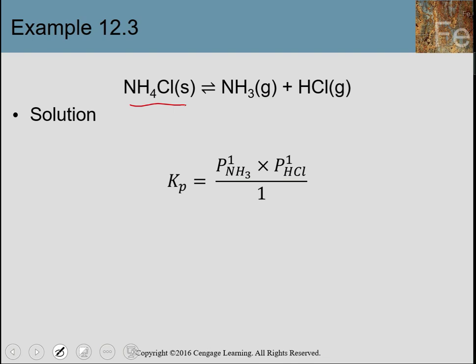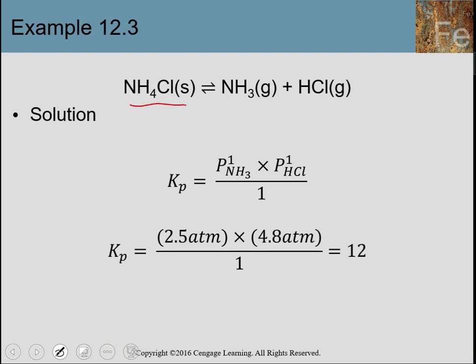Then all you have to do, honestly, is just plug in the numbers you were given. 2.5 atmospheres times 4.8 atmospheres, multiply them together and get 12. That's it. If you have the numbers given to you at equilibrium, there's nothing more than plugging the numbers into the expression that you would have to write. Take the values you were given, especially if they say, like this slide did, that the numbers are at equilibrium. Just take those at equilibrium values and put them into the expression.